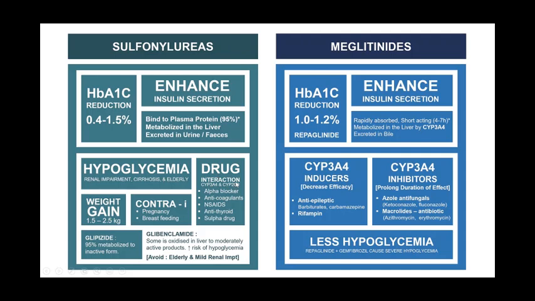Glibenclamide, which is a second generation sulfonylurea, is metabolized to a moderately active metabolite, which causes a high risk of hypoglycemia. The incidence of hypoglycemia may be worsened in renal impairment, cirrhosis, and elderly patients. Glipizide, the latest generation of sulfonylurea, is among the safest sulfonylureas, which is 95% metabolized to inactive form.